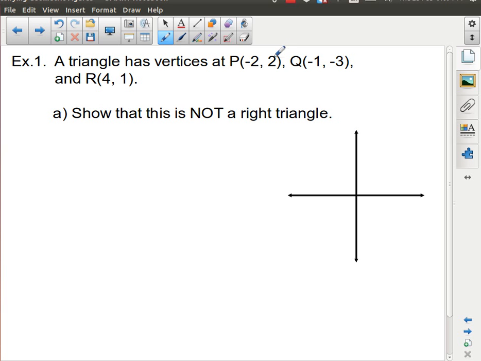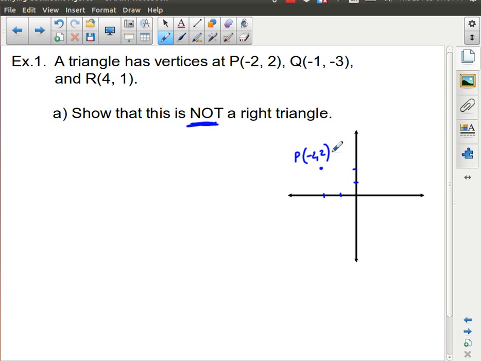A triangle has vertices at P(-2, 2), Q(-1, -3), and R(4, 1). We want to show that it is not a right triangle. The definition of a right triangle would mean that there is a right angle somewhere. So let's start by drawing this, and I'm going to do a very rough sketch. I'm going to say -1, -2 for the x, and then +1, +2 for the y. So there's my rough idea for the point P.